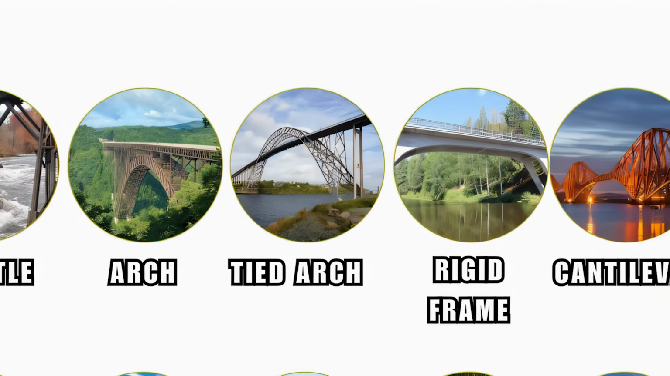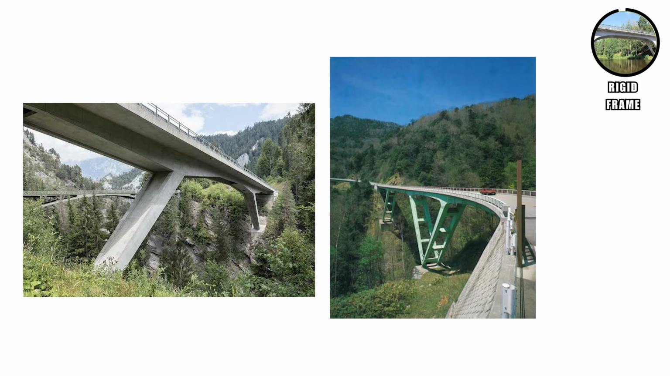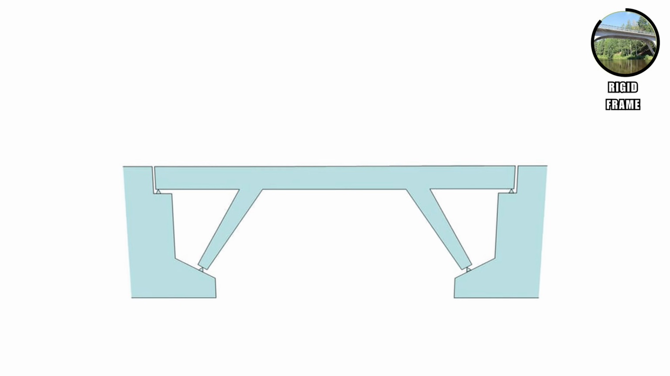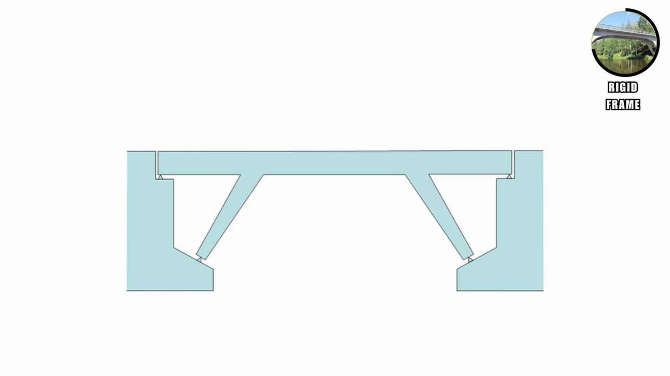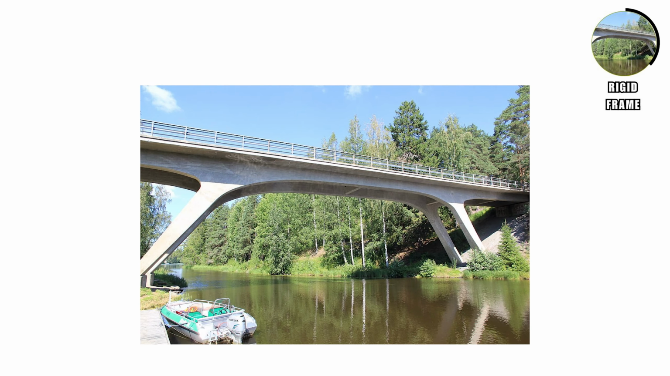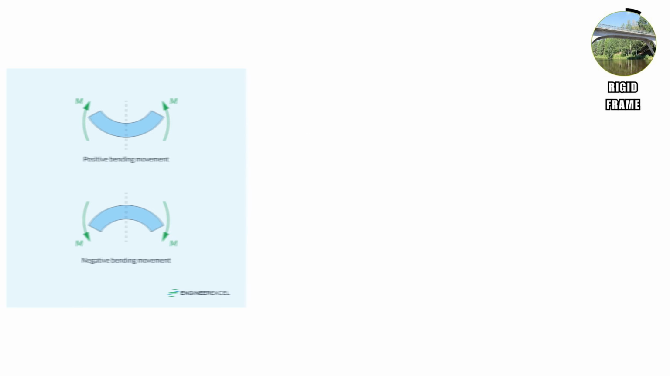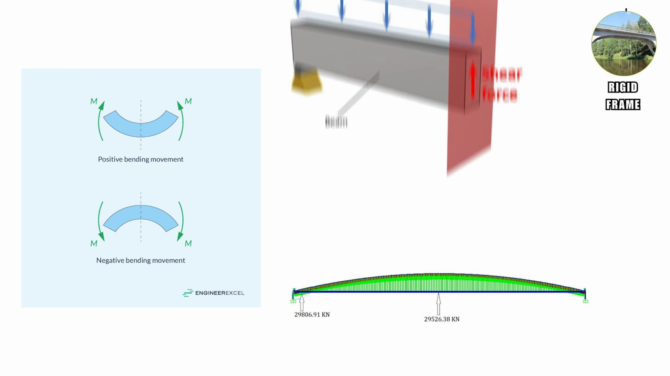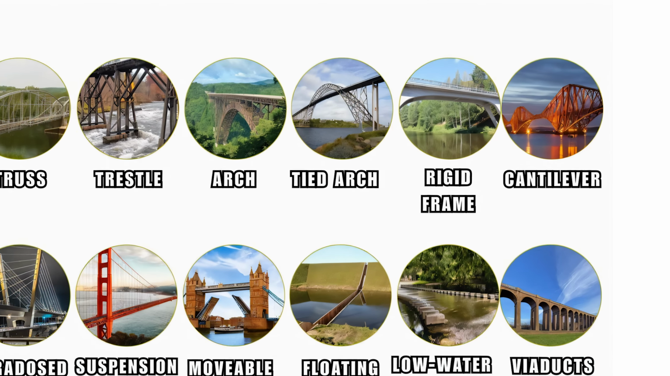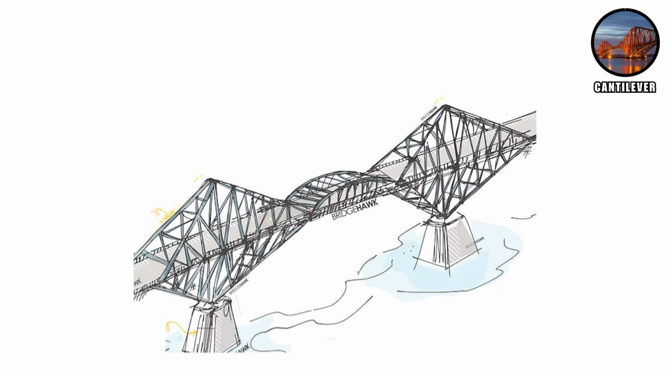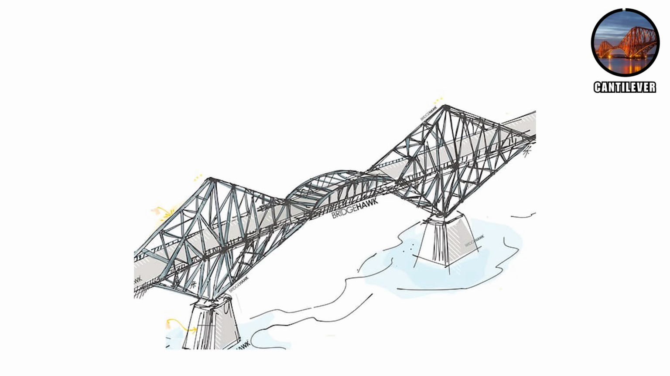Rigid frame bridges. Rigid frame bridges integrate the superstructure and substructure, the deck, supports, and everything else, into a single monolithic unit. They don't have to be arched, but many are, creating a continuous structural system that transfers bending moments, axial forces, and shear forces throughout. Cantilever bridges. Cantilever bridges use beams or trusses that project horizontally.